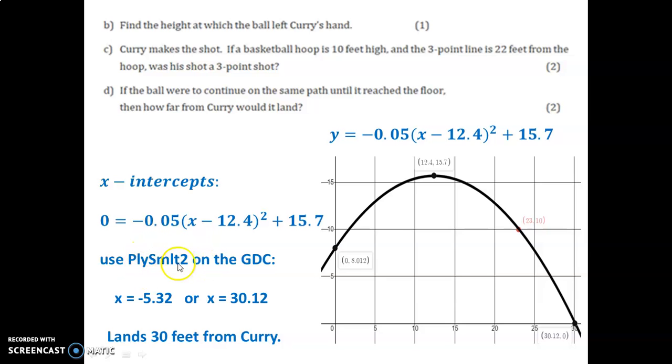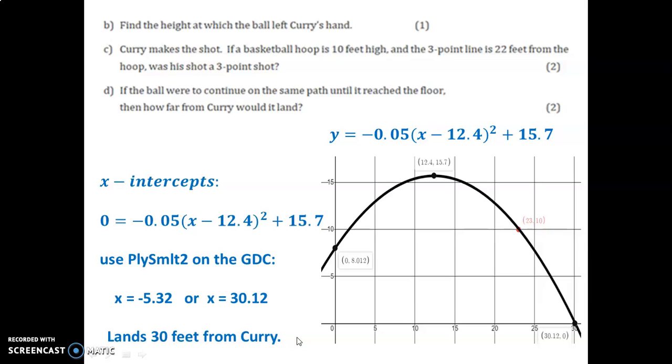We can use the Poly Simulation app, and we can find this answer here. So we know the ball, if it went behind him, it would be at negative 5.32, but then the x-intercept over here past the basket is at 30.12. So the ball lands about 30 feet from Curry.